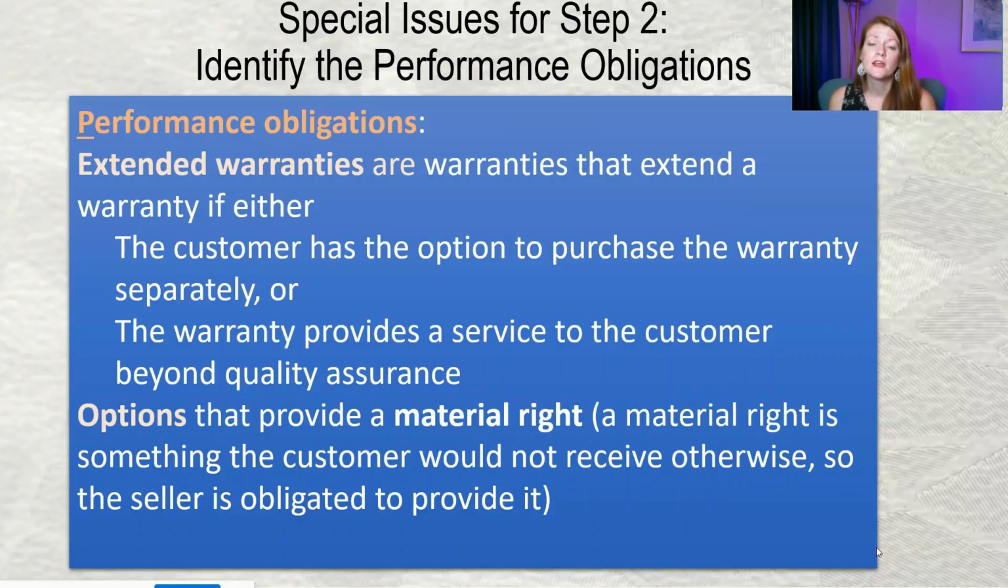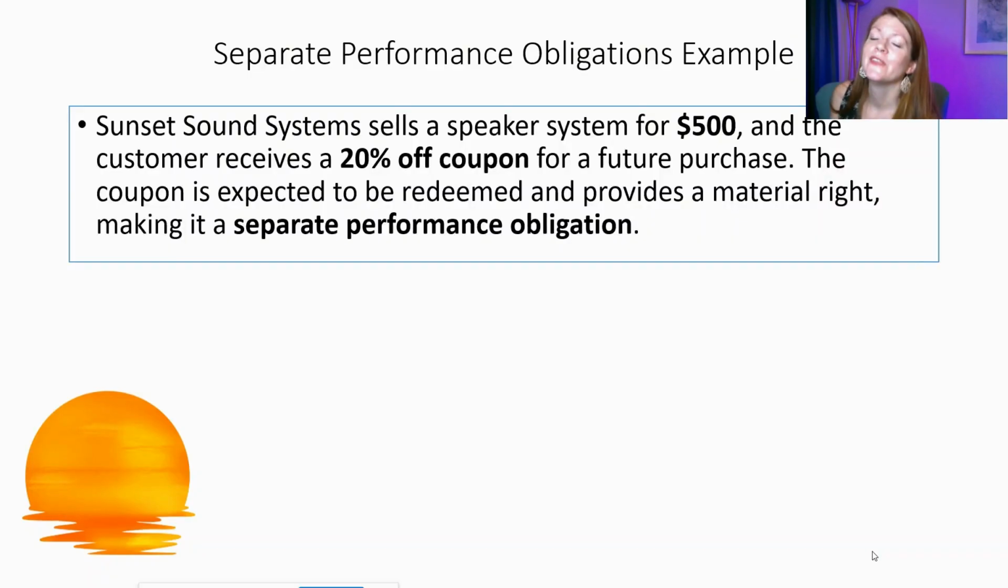Material right is something that a customer would not receive otherwise, so the seller is obligated to provide it. So this is something beyond what they were already required to provide with that initial performance obligation. So it's only separate if it's very clear that, like the subscription, it is separate from the equipment. It's not all just one thing, even if you're able to pay for it in a bundle. So let's jump back to Sunset Sound Systems.